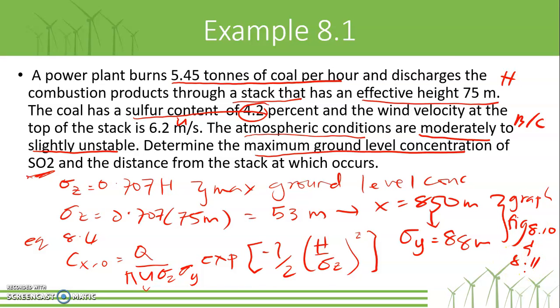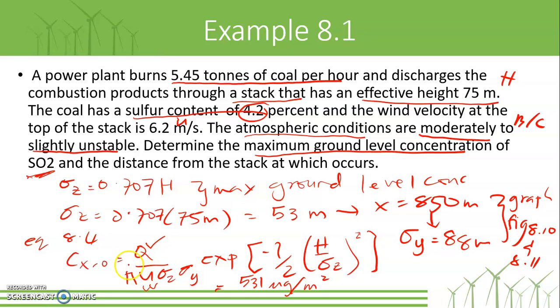Once you determine that, now you can solve this because you have Q, you have your u, sigma z, sigma y, H is given as 75, and sigma z is also given. So that's why you will get 531 micrograms per meter squared. You must make sure that you have all the same units so that they will cancel out in this part. This is all in meter, and Q is in gram.